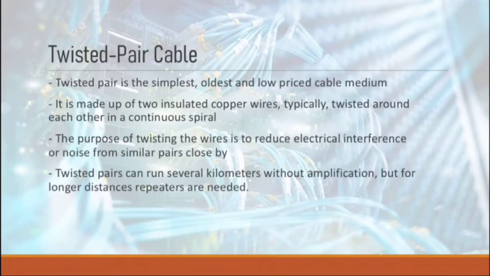Twisted pair cable. Twisted pair is the simplest, oldest, and lowest-priced cable medium. It is made up of two insulated copper wires, typically twisted around each other in a continuous spiral. The purpose of twisting the wires is to reduce electrical interference or noise from similar pairs close by. Twisted pairs can run several kilometers without amplification, but for longer distances, repeaters are needed.